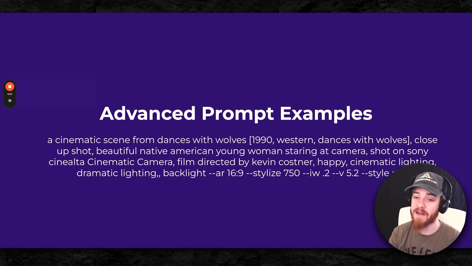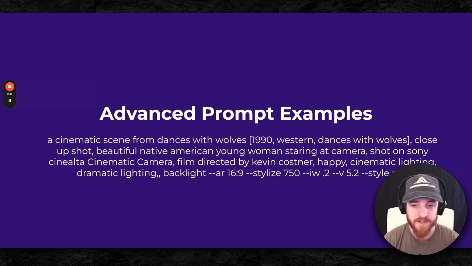I didn't go all the way up to 1000. Look how good the quality was. I put an image weight of 0.2, because I didn't want too heavy of an image weight on there. And then I did version 5.2, which is important. They have 5.1, 5.0. You can mess with the versions. I like to use the most recent version with a style of RAW. So this is really important.